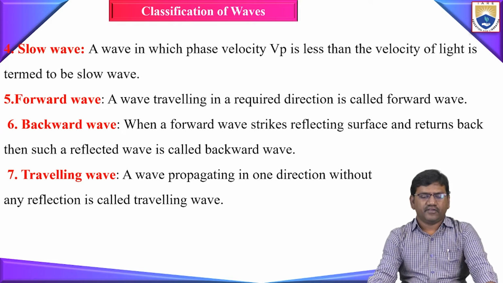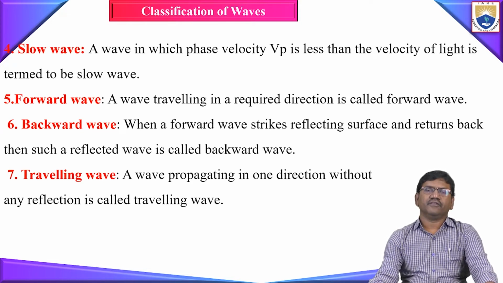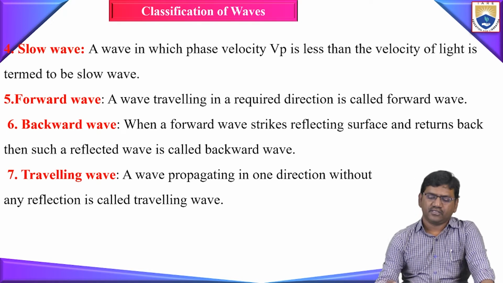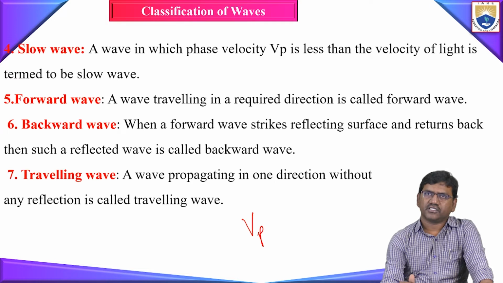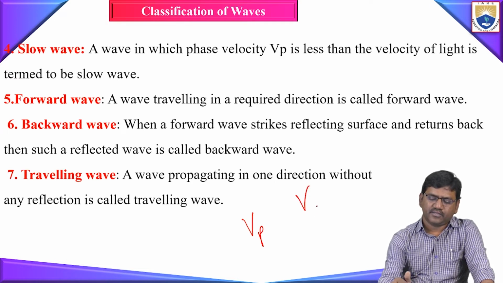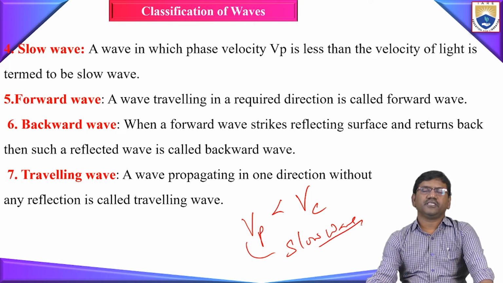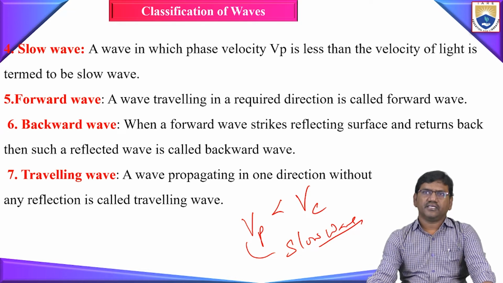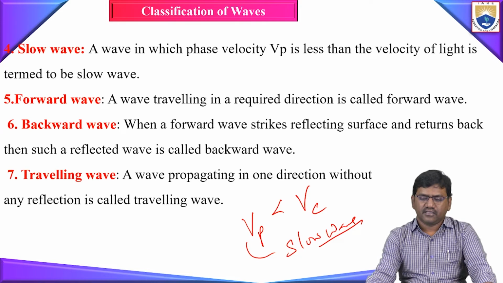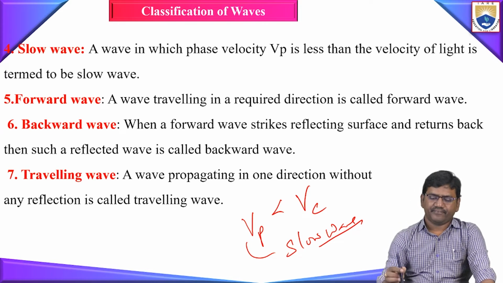And there are other types of waves, which is known as a slow wave. A wave in which the phase velocity is always less than the velocity of light is known as a slow wave. Here Vp represents the phase velocity and Vc represents the velocity of light. If Vp is less than Vc, then such a wave we call a slow wave, where the phase velocity is less than the velocity of light.